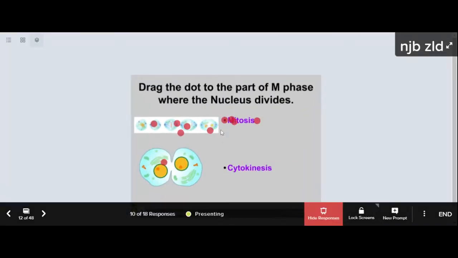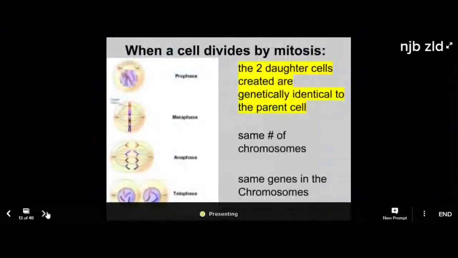Where's the division of the nucleus? Yes, the nucleus divides during mitosis, specifically during telophase or anaphase around there, but that's where it occurs, the division of the nucleus. This is cytoplasm. This is nucleus. Excellent. You guys are so smart.